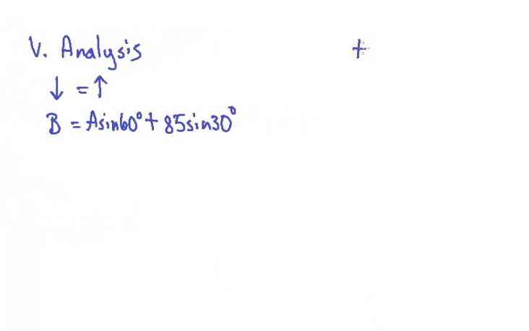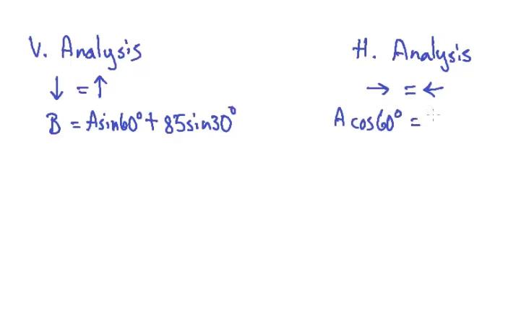So, horizontal analysis will be that right-sided force has to be equal to left-sided force. The right-sided force is A cosine of 60. If you check the data, you're going to see that's the one. And the left-sided force is 85 cosine of 30. If you pay attention in here, you're going to see that there's only one variable. So this is possible to solve. I just have to divide this and I will find the answer. So I'm going to do that.